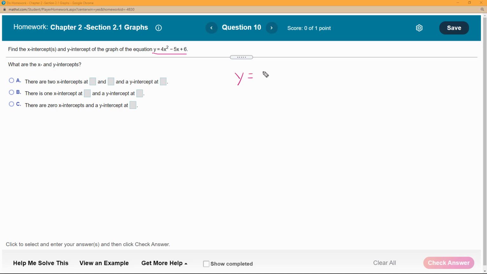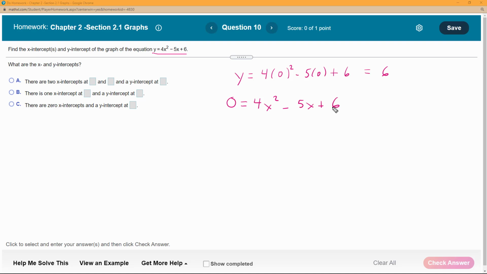y-intercept is where you let x equal 0. No problem. Looks like the y-intercept would be 6. Okay, so in other words, the point (0, 6). The x-intercept is the problem. So the x-intercept is where you let y equal 0 and you solve for x.